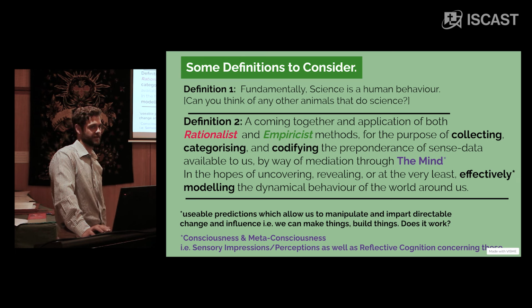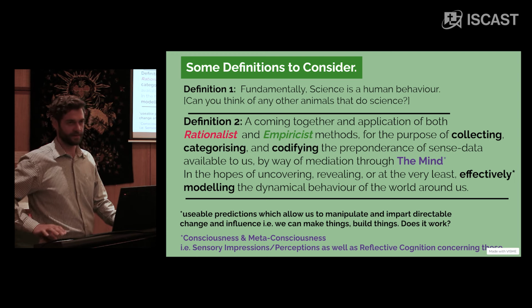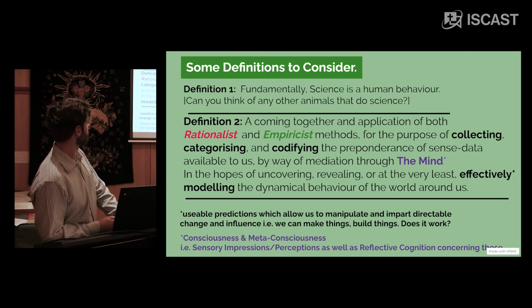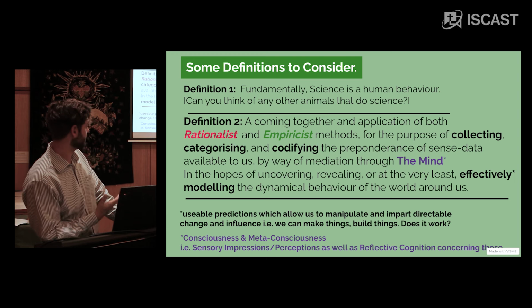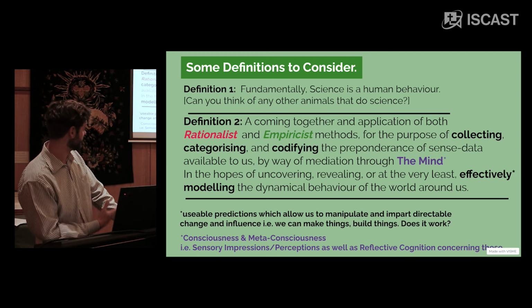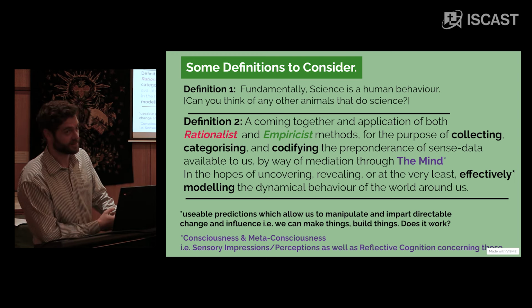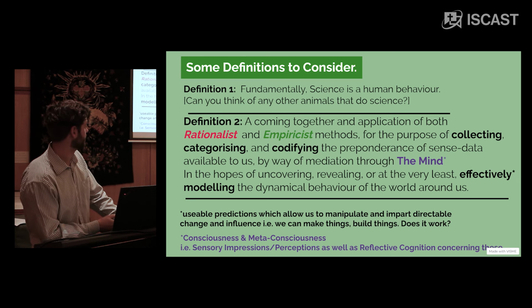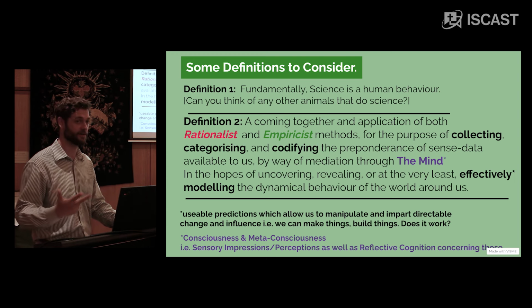It's a behavior, right? And this kind of separates the doers from the thinkers. But the second definition is a bit more precise. It's coming together, or I guess an application, right? You're applying it, doing it with both rationalist and empiricist methods or philosophies. I guess the goal is you're collecting data, right? Evidence. Collecting, you're categorizing, you're codifying.